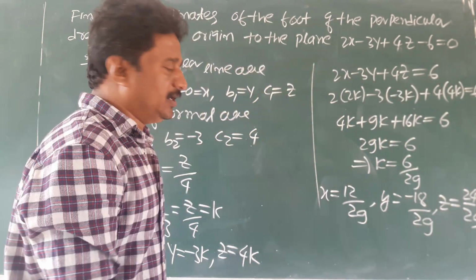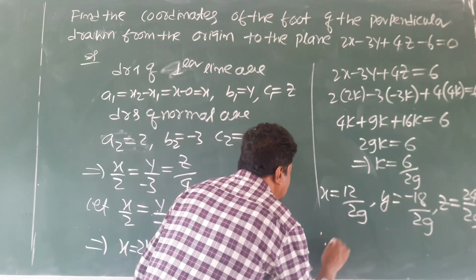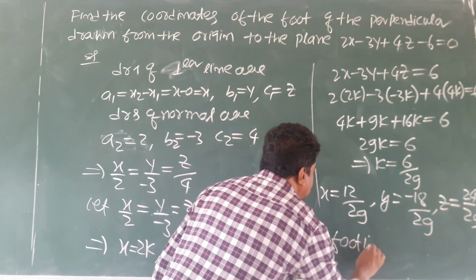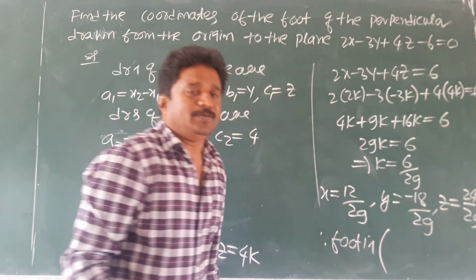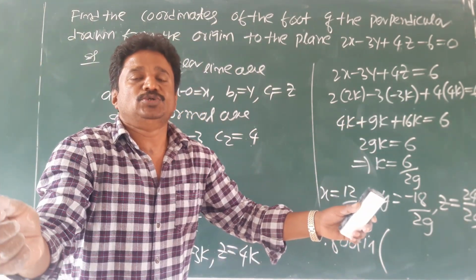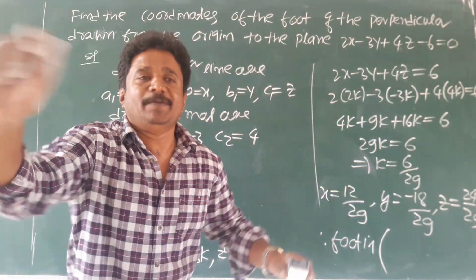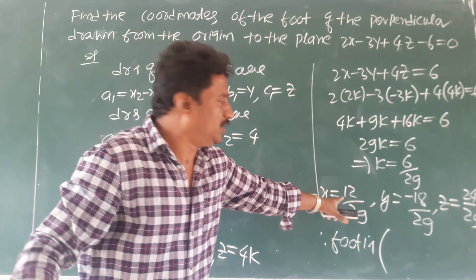24 by 29. So therefore, the foot is, so tell me, foot means it is a point. You should write it like an ordered pair. It is a point. You should not leave it like that.